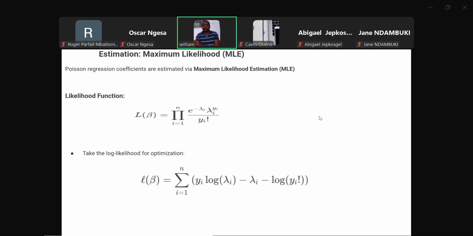Now, how are the coefficients estimated? We normally use what we call maximum likelihood estimation. And this is the formula. Maybe you can check how it works. And then we normally take the log likelihood for optimization. This is just manipulating the formula we had before.